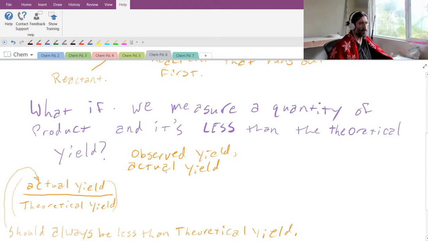And if you're wondering, what if it's more? Because that's a big should right there. Should always. What if it's more? I'll let you guys think about it. What if you do an experiment and you get more actual yield than you calculated from your theoretical yield? What then? So we'll take that ratio, that fraction, and we'll multiply it by 100 to get the percent yield.